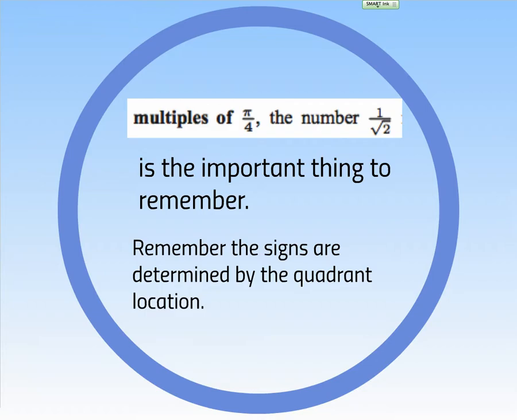So if I stick with the sine of pi over 4, if I have the sine of 3 pi over 4, it's still positive because sine is positive in quadrant 2. But if I have the sine of 5 pi over 4, I end up with negative because I'm in quadrant 3. So keep in mind that those quadrants change those signs.